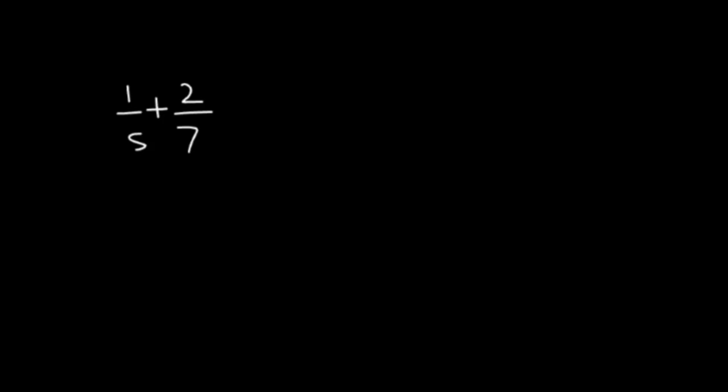So now we just need to multiply the denominator of the second term with the first one, and we multiply the denominator of the first term with the second one. So we have 7 over 7 times 1 over 5 plus 5 over 5 times 2 over 7.